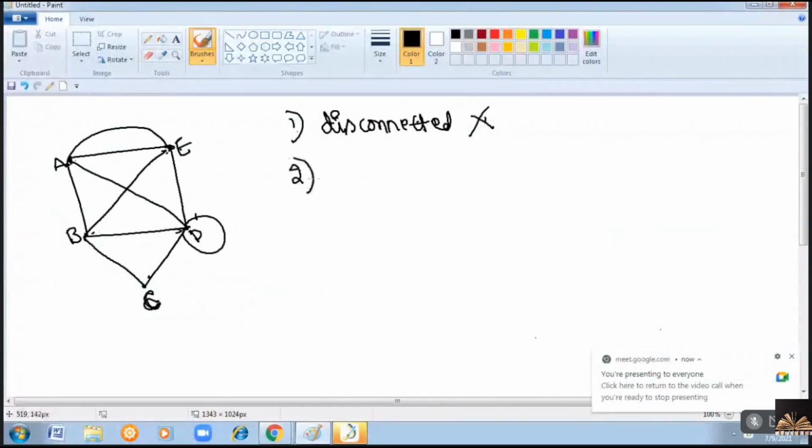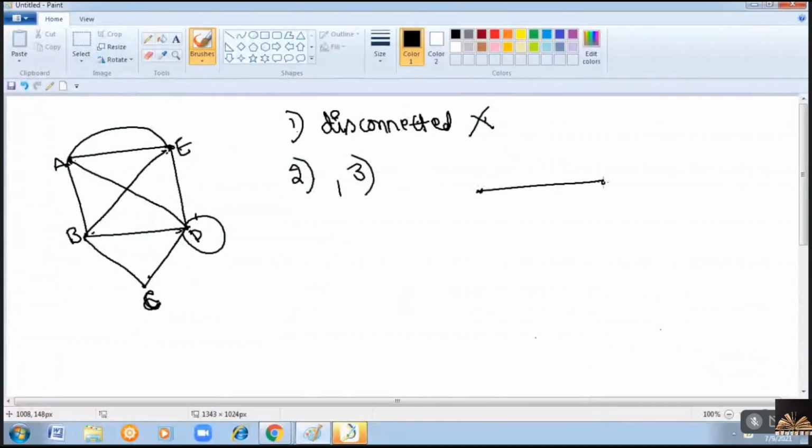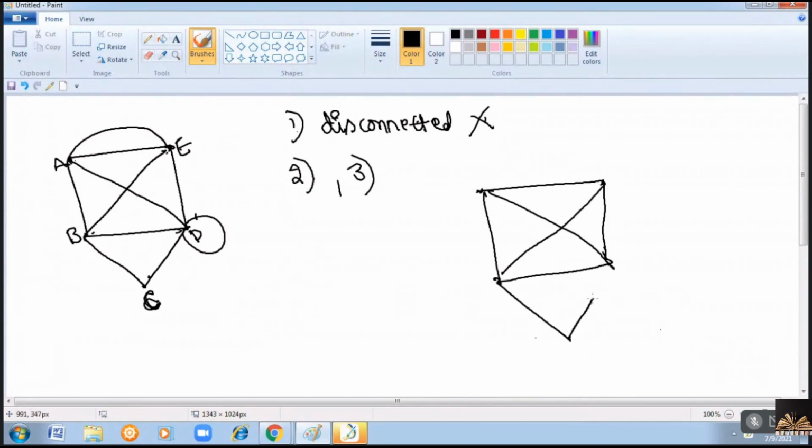Second, eliminate self loops and parallel edges. Let me eliminate self loops and parallel edges, and I'll redraw the graph. Do we have any parallel edges and self loops? No, you have eliminated them. Next, what is the fourth step? Identify a vertex with degree 2 such that the two edges are in series, and that vertex should be eliminated, right?